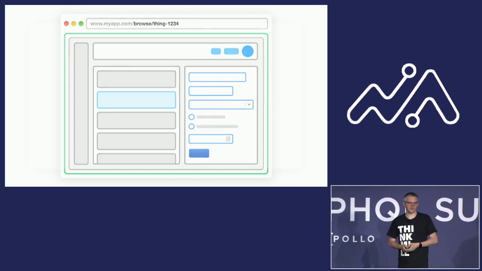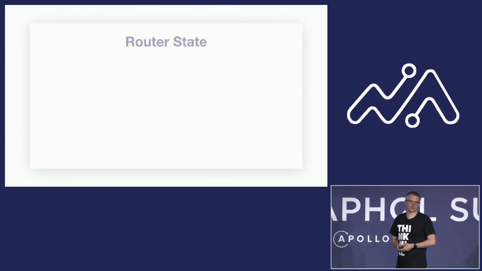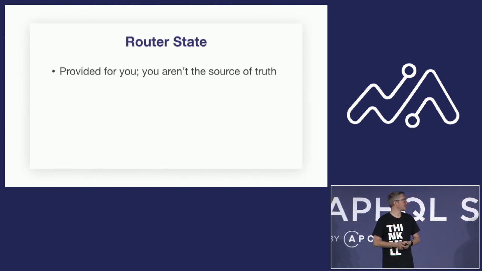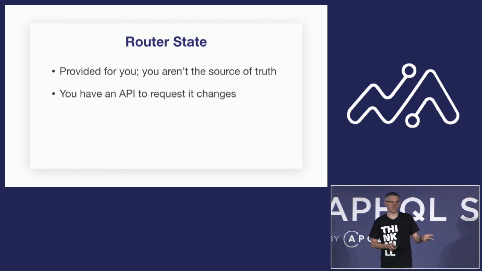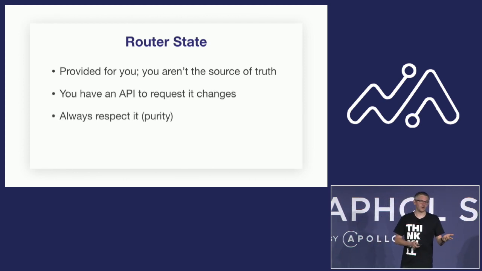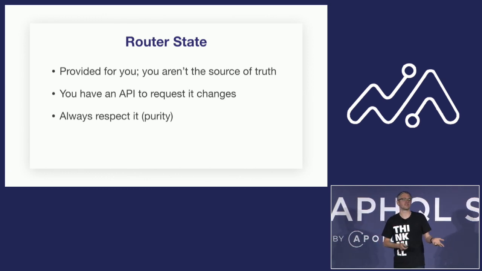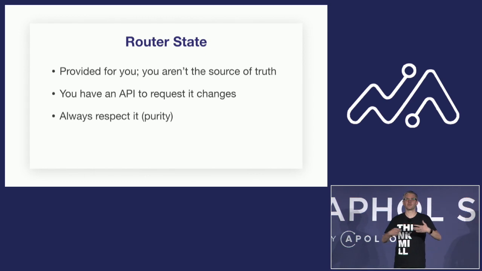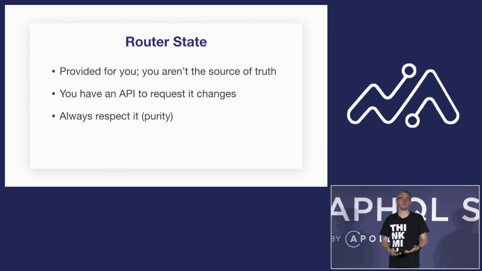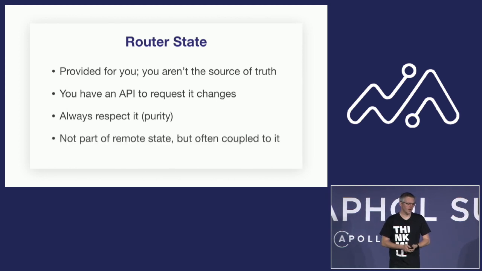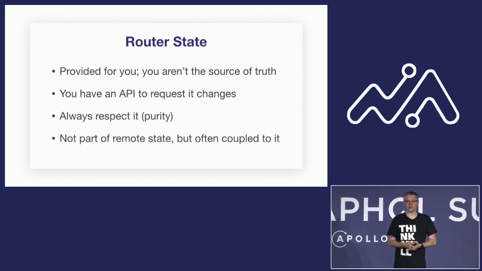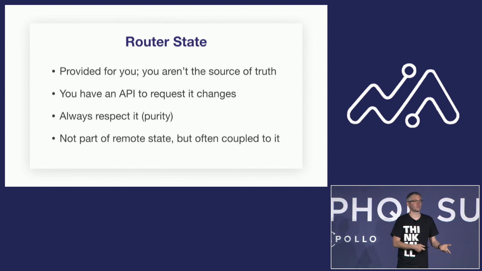And it behaves by very similar rules to the metastate. It's provided for you and you aren't the source of truth. You do have an API to request that it changes, but you need to always respect it. You can't control it. The user could press back, they could refresh the screen. They would expect the app to respond accordingly at every point in time. And this makes it a bit more special than any other type of state that we've managed. It is also not part of remote state, but often when you transition from one route to another, your remote state will need to update.